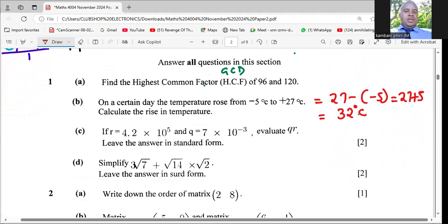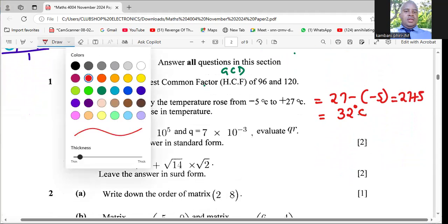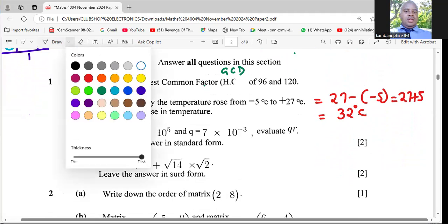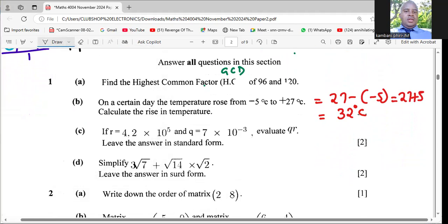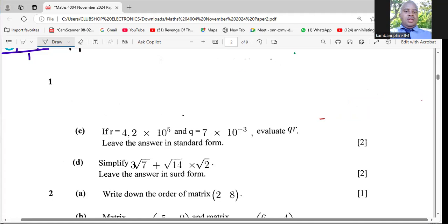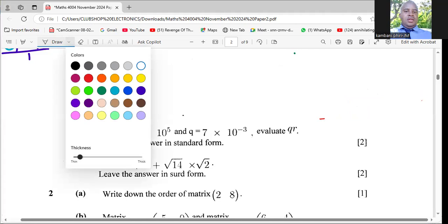Since we have already solved the questions above, you can allow me to erase this, so that I create space. So here we go. B now, C actually.